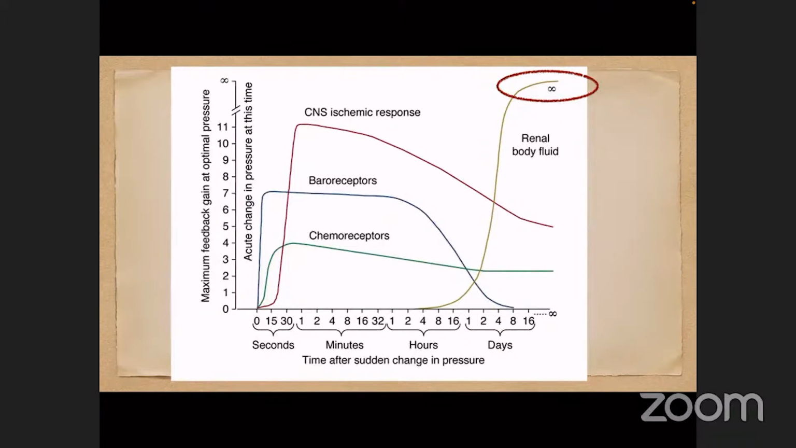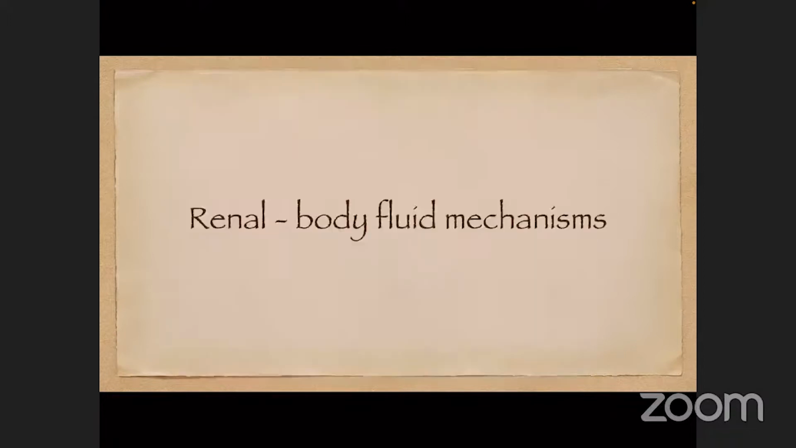So this is something that can remain infinitely high. And that is why it is a key regulator of long-term control of blood pressure. And we will look at how it plays an important role in endocrine disorders causing hypertension. So when we look at renal body fluid mechanisms, a little bit more physiology about that.